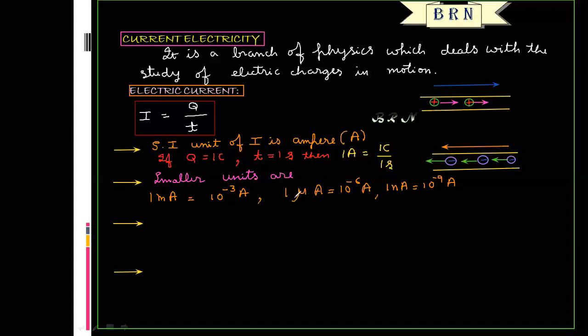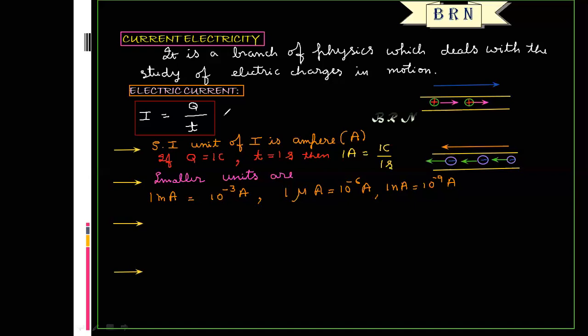Okay, when is the current flowing through a conductor said to be 1 microampere? That means if 1 microcoulomb of charge flows through any cross section of a conductor in 1 second, that will cause a current of 1 microampere. Right? Actually, the rate of flow of charge is called the strength of electric current.